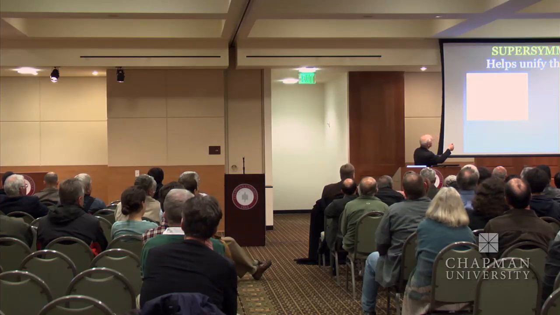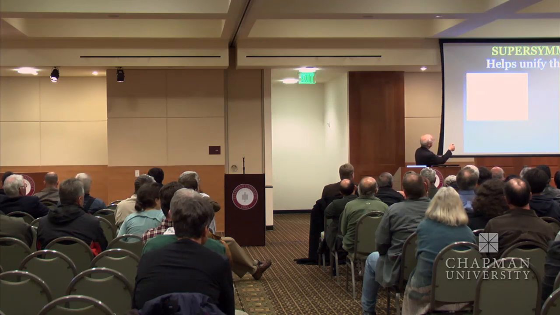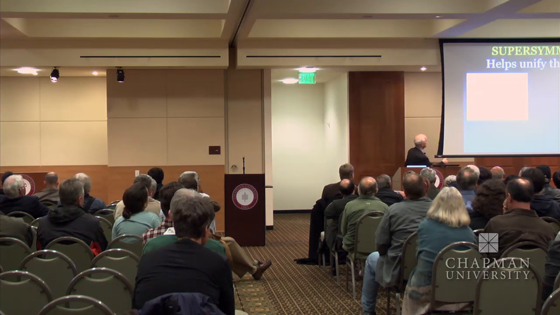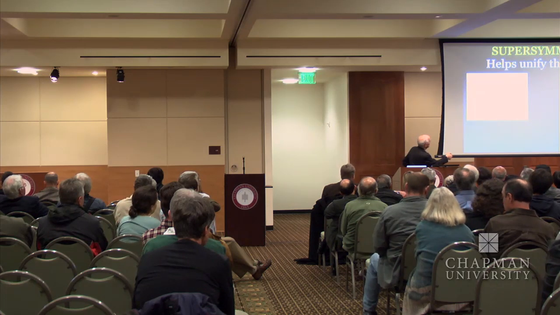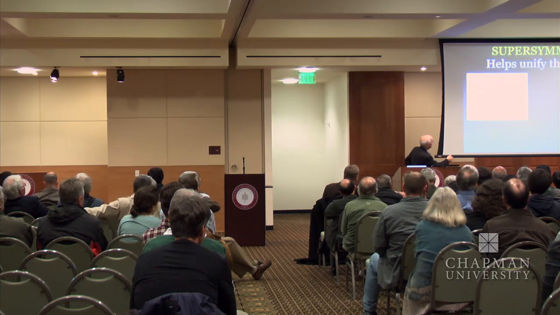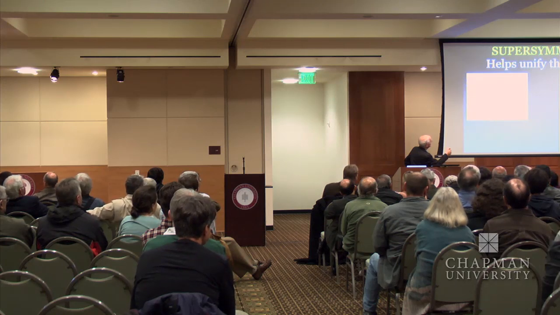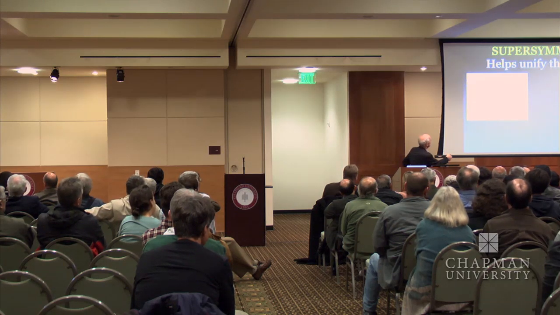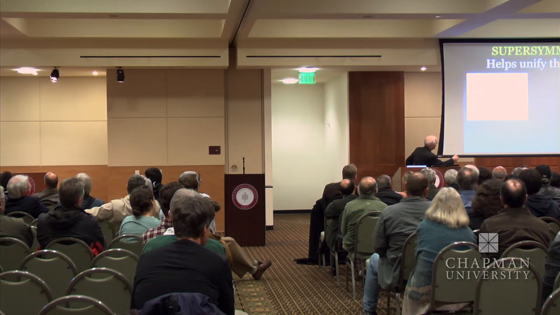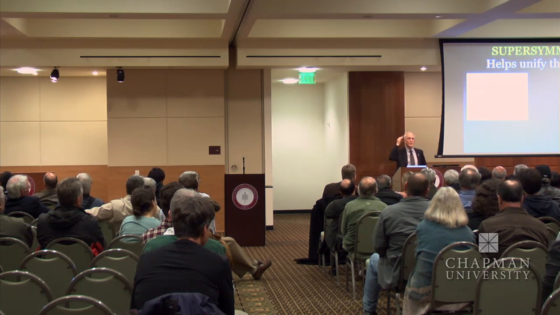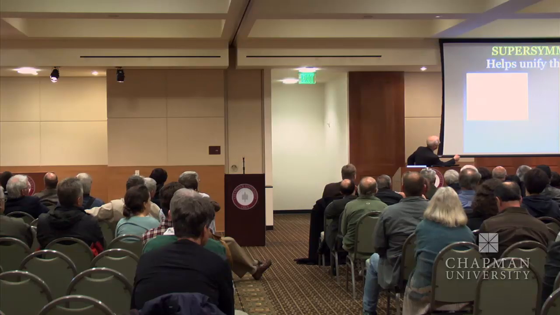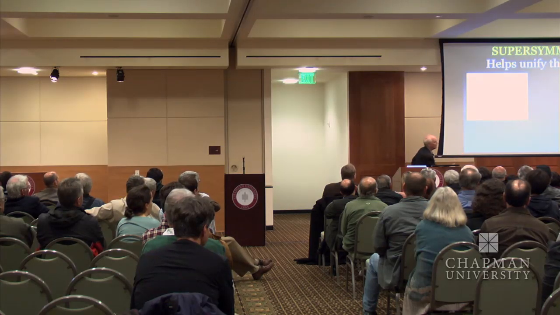One is the unification of the forces. So I showed you this picture of the three forces. This is a more accurate picture of the inverse of the strength of the forces. So this curve here is describing the strong force. This is 1 over the strength. So small value means very strong. So very strong at low energies. And on a logarithmic scale, it increases like a linear function of the energy. So it's getting weaker and weaker. This means getting weaker. This is electromagnetism getting stronger.